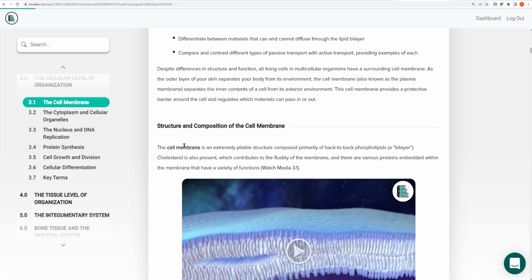So the cell membrane, you might also hear it called the cell membrane covering around the outside of the cell. It's an extremely flexible or pliable structure. And what it's composed of is a back-to-back or a double layer of phospholipids. Phospholipids are lipids. They are fat-like molecules with a phosphate group on them. We'll see a picture in a moment.